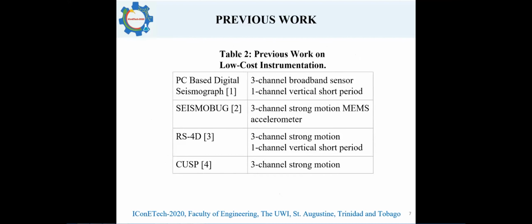A simple Google search on low-cost seismic instrumentation will reveal quite a bit of work done in this area. These 4 listed in Table 2 are some of the main previous works reviewed for this project, each involving the use of low-cost sensors and microcontrollers to handle data acquisition and open-source seismic-related software for data processing.